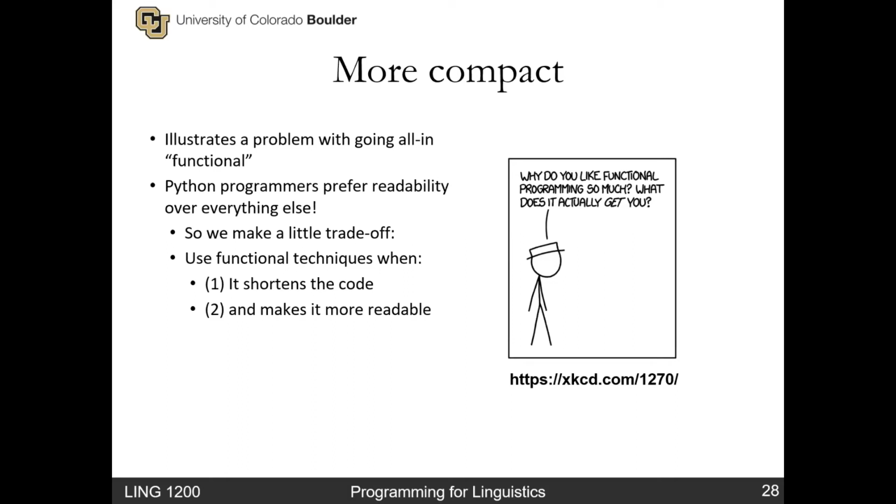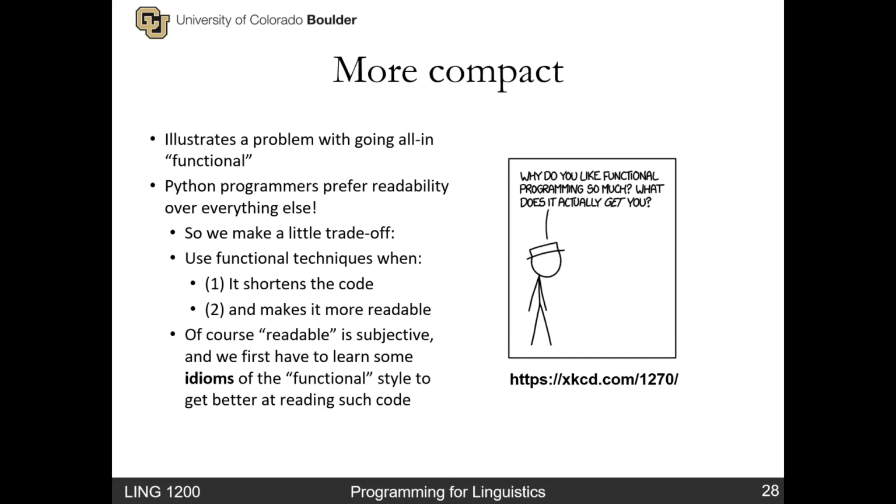And of course, as we saw, you can shorten the code and make it much less readable. So you have this trade-off between the two, shortening your code, saving yourself some lines of code, and making it more readable. And actually, readable is a subjective thing. What's readable to you may not be readable to someone else. Functional programming in Python can be much more readable, but only if you're familiar with it. If you're not familiar with it, it's going to be hard to read.